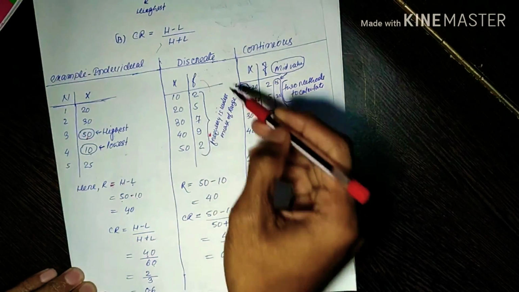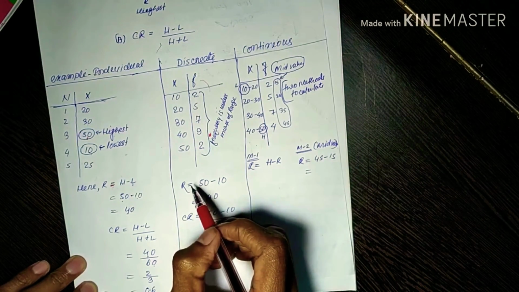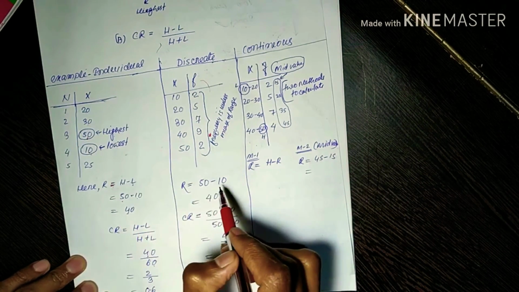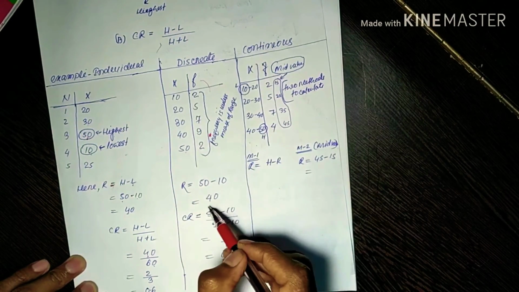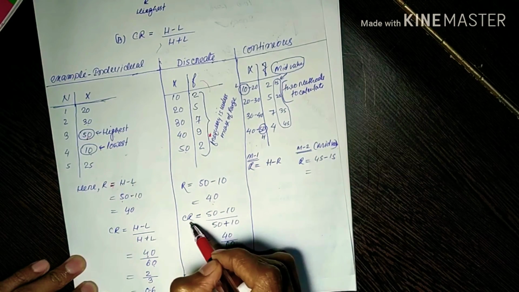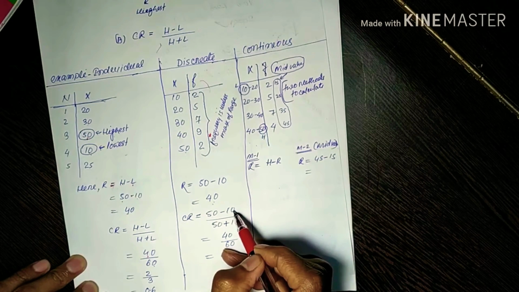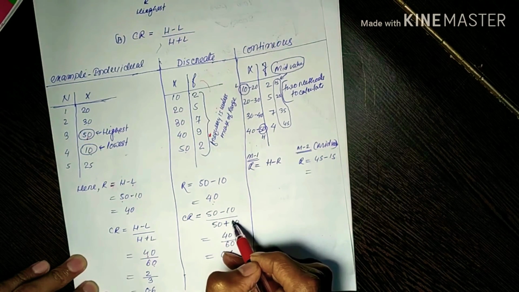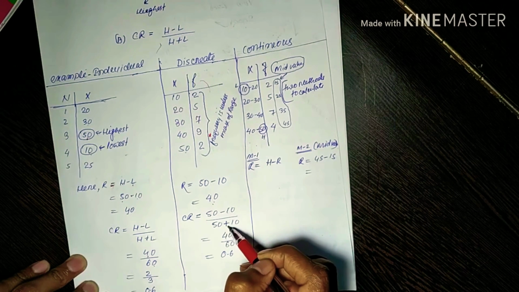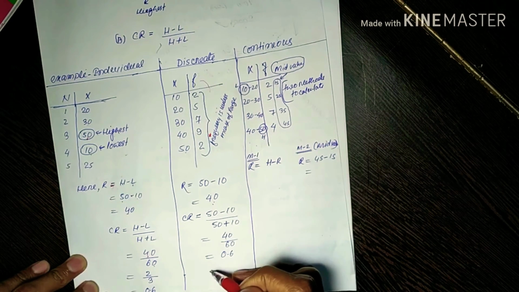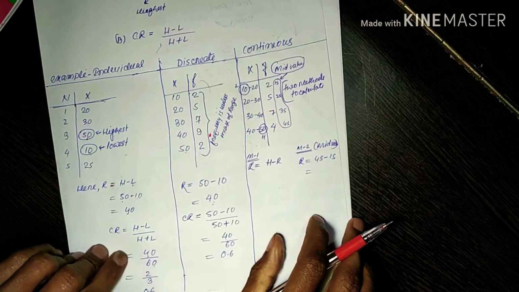Now we will calculate, as we all know, that range R equal to highest number minus lowest number. The highest number is 50 here and the lowest number is 10 here. So 50 minus 10 equal to 40. Again, the coefficient of range is highest minus lowest divided by highest plus lowest. So it will be 40 over 50 plus 10, which is 60, and the answer will be the same, 0.6. Right?